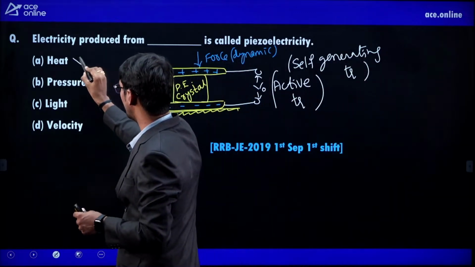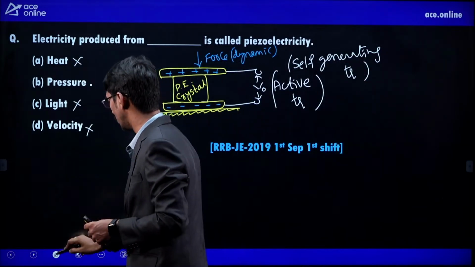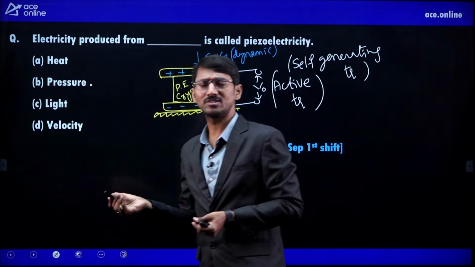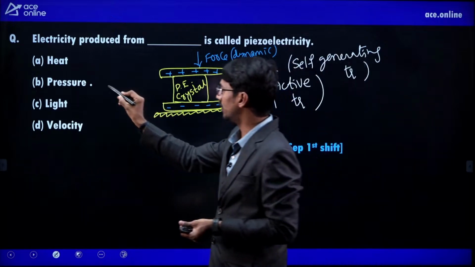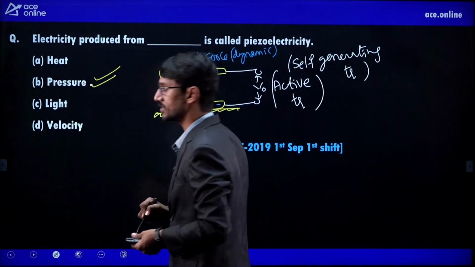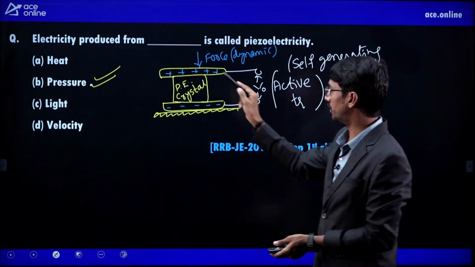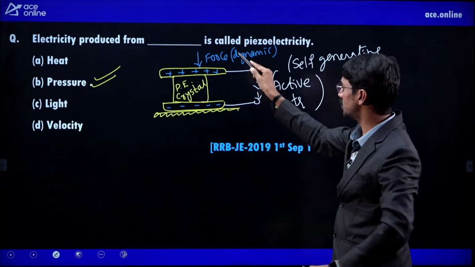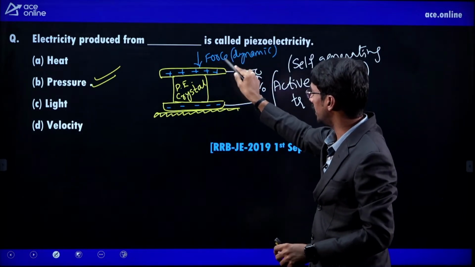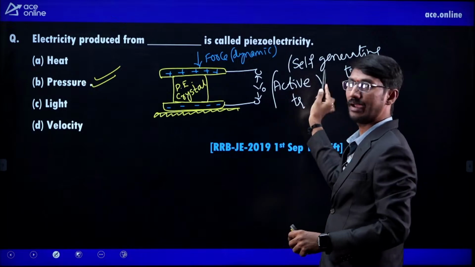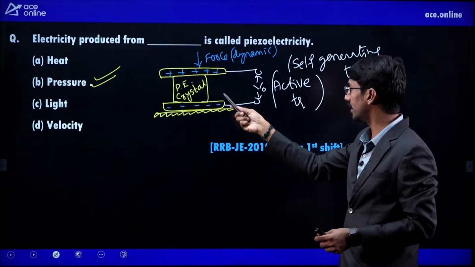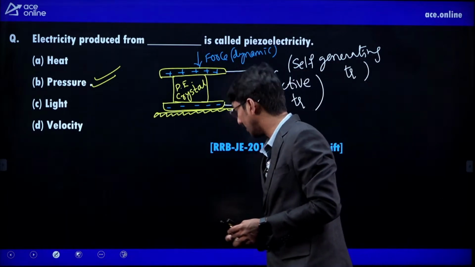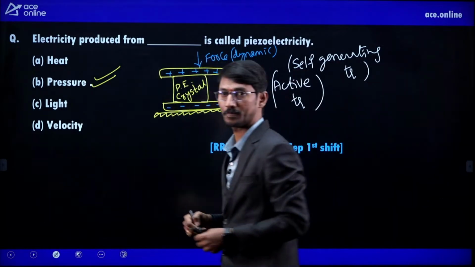Sir, heat? No. Light? No. Velocity also no. So which is the correct one? Force should be there, but force per area, simply we can say pressure. So the answer will be pressure. From the application of pressure, that is the application of force, the non-electrical input is converted into electrical output. So it generates on its own, active transducer and self-generating. So the option will be pressure.